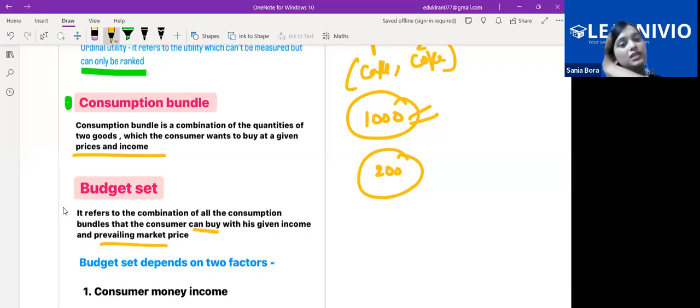What is the difference between a consumption bundle and a budget set? So a consumption bundle, of course, is also a bundle. That means a combination of the quantities of two goods, right? But here it says wants to buy. Like for example, I want to eat this. Budget set, I can buy, right? So this is the difference.